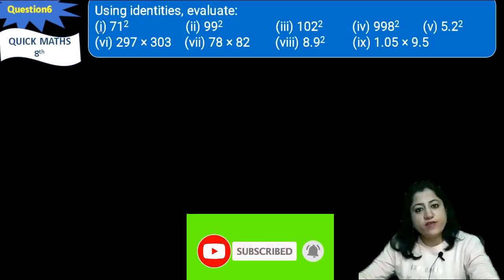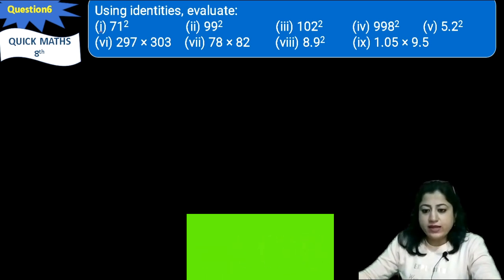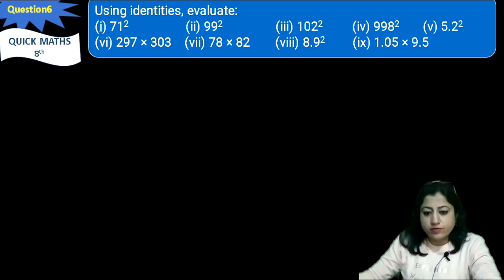Exercise 9.5, question number 6. Using identities, evaluate 71 square. First part is 71 square.